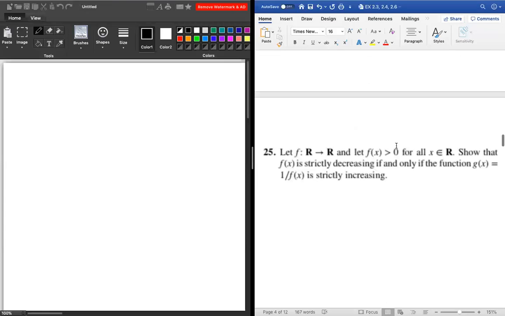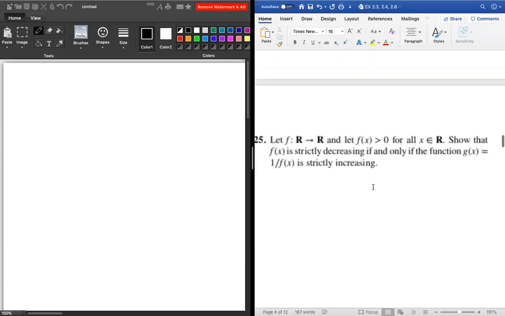Okay, moving on to the next one. We have question number 25. We assume that the function is from R to R and f of x is greater than 0 for all x belonging to the real numbers. Show that f is strictly decreasing if and only if the function g of x equals 1 over f of x is strictly increasing.